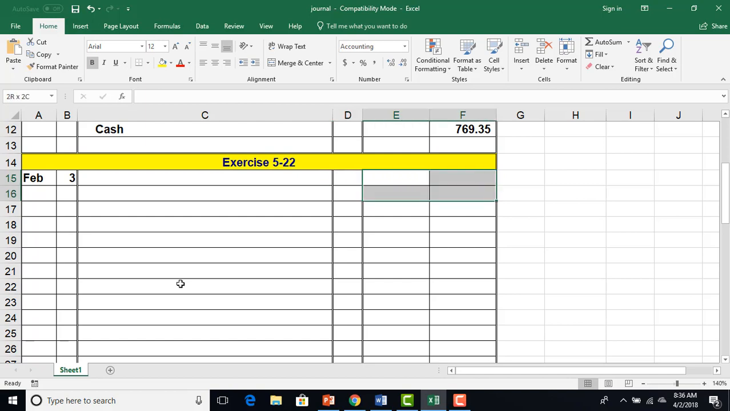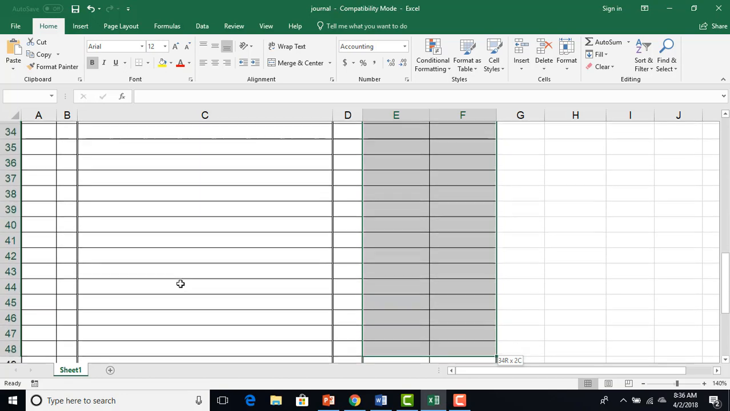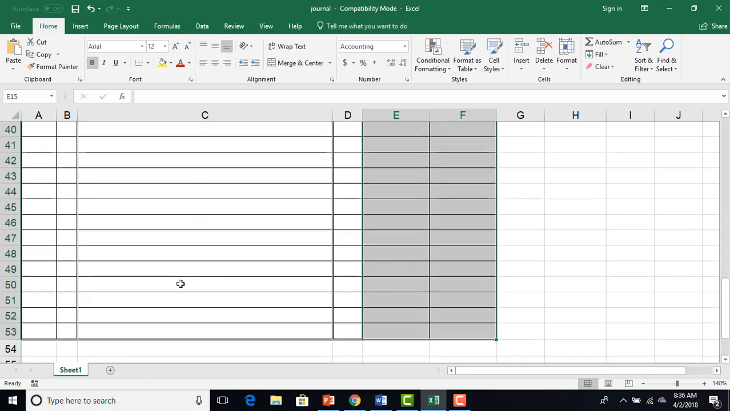Alright, and we shouldn't need any cents in here anymore, so let me just highlight all these cells here and make sure they're all rounded out to the nearest dollar again.